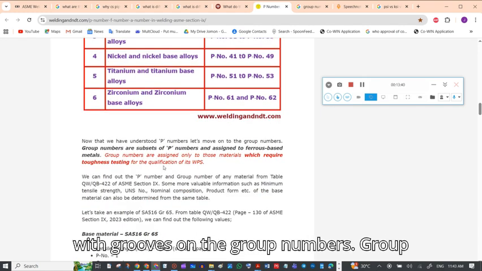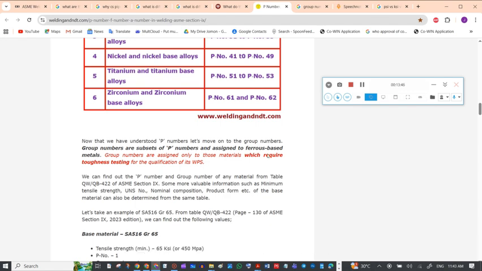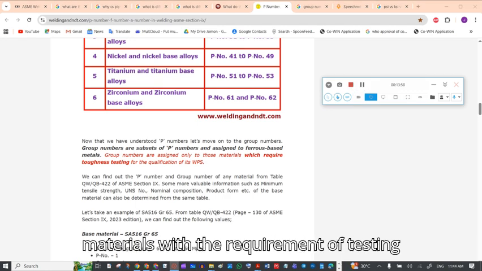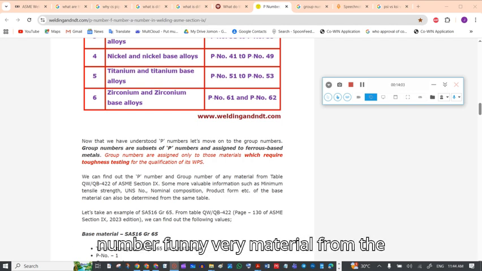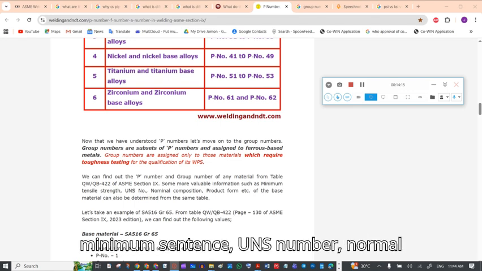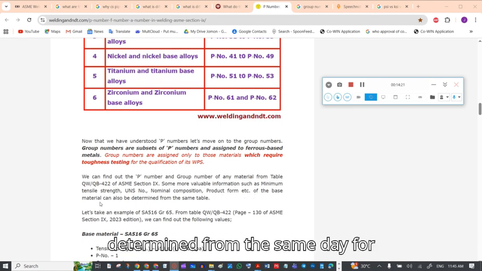Now that we understood the P numbers, let's move on to group numbers. Group numbers are a subset of P numbers assigned to ferrous based metals. Group numbers are assigned only to those materials which require toughness testing for the qualification of their WPS. So we can find out the P number and group number of any material from Table QW-422 of ASME Section 9. Some more valuable information like minimum tensile strength, the UNS number, nominal composition, and product form can also be determined from the same table.